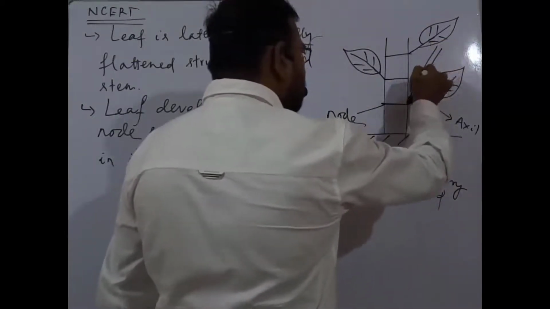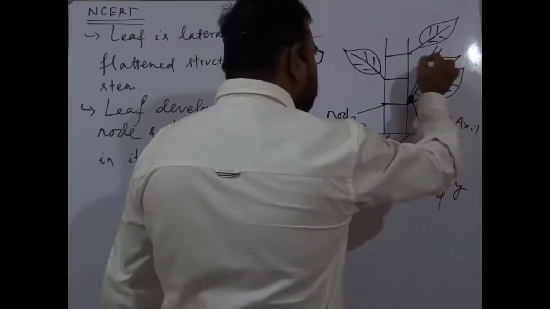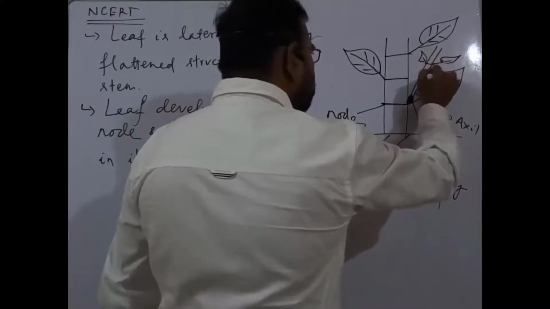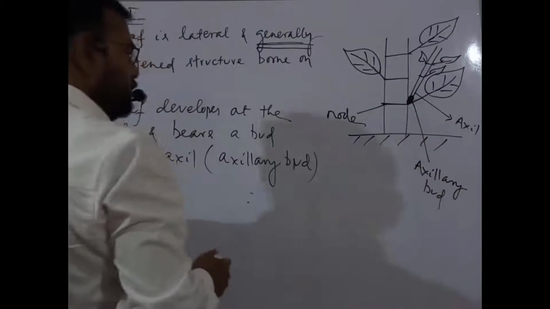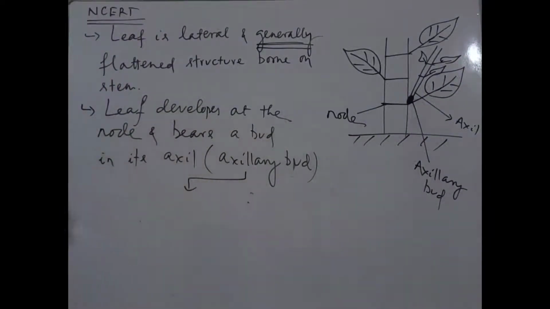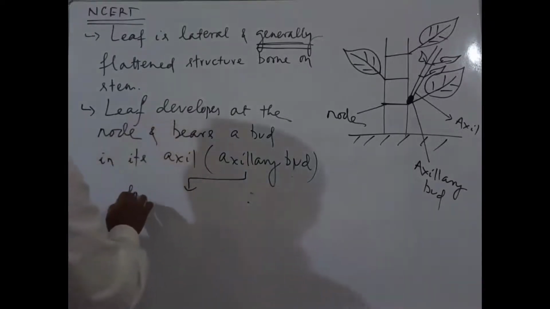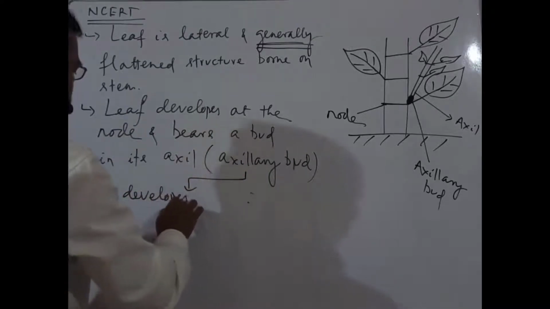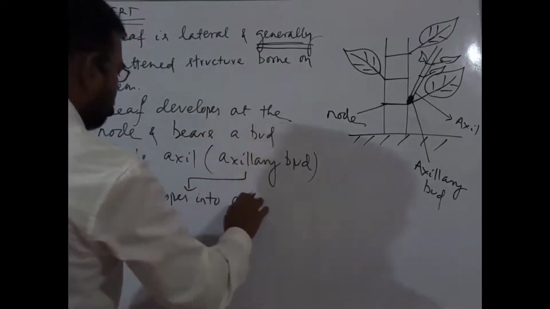यहाँ से branch, नया branch develop होगा, एक नई शाखा develop होगी. ठीक है? So this axillary bud that gives a new branch. Okay? So it develops into a branch.